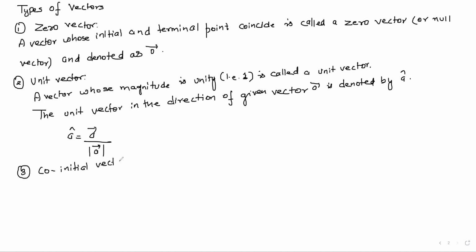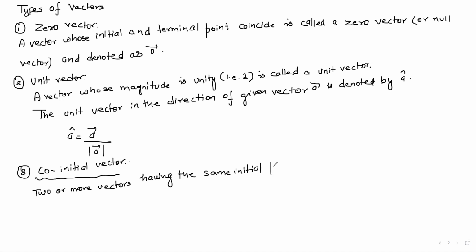Next is co-initial vector. Please note down this and tell me what a co-initial vector is. From the name only you can tell me. Same initial point. Very good, Kush. Correct. So co-initial means same initial point. So we can say two or more vectors having the same initial point are called co-initial vectors. Please note down this, confirm me, then we will start the next one.